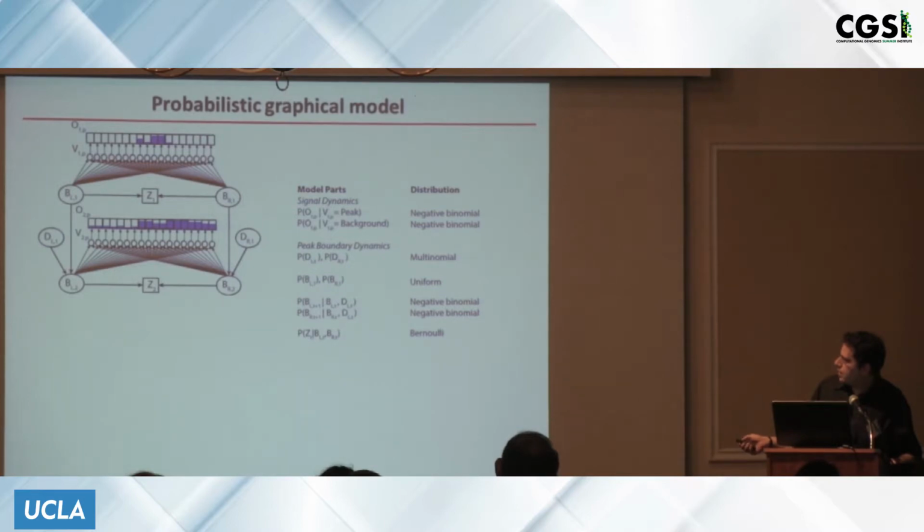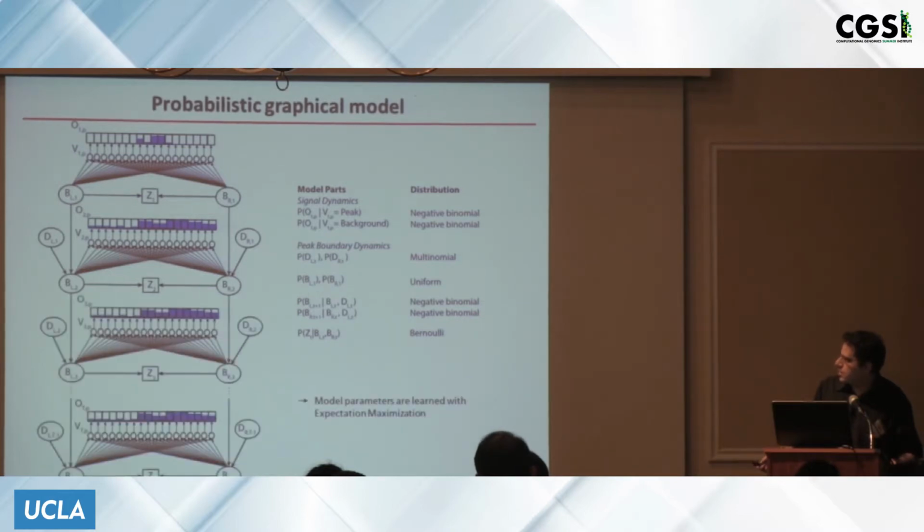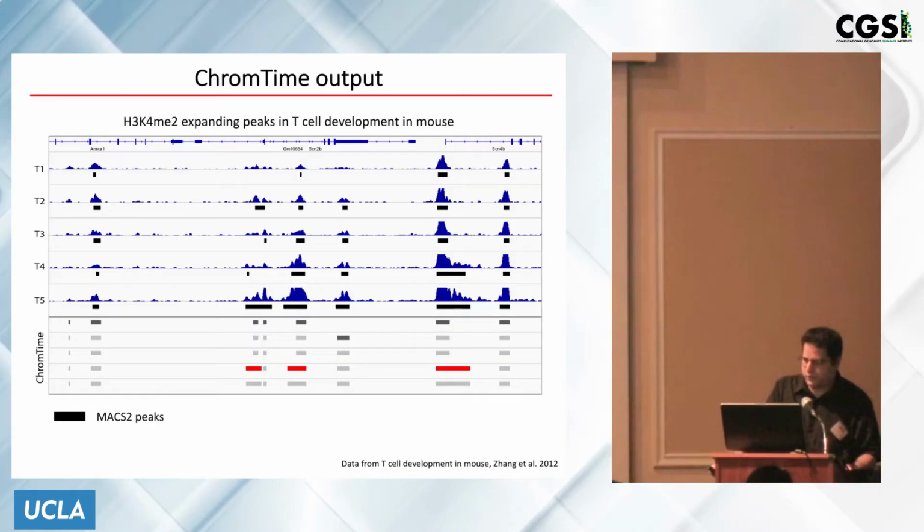And then the B variable corresponds to the position we're in of the boundary of the peak region, and between two time points we have a probability distribution of where that boundary will be, and that depends on the boundary at the previous time point and the dynamic of whether it's an expand, contract, or steady region. And then there are some variables to tie it so that the boundary on the left is always before the boundary on the right. And all these model parameters can be learned with an expectation maximization algorithm.